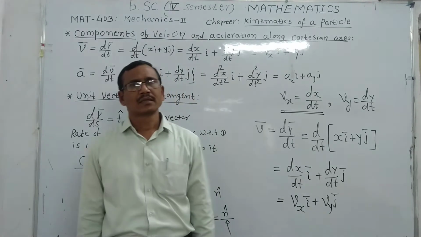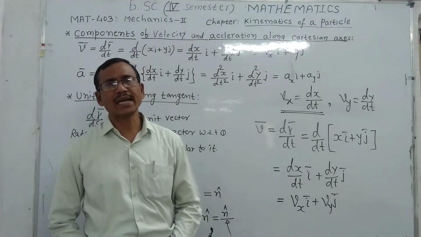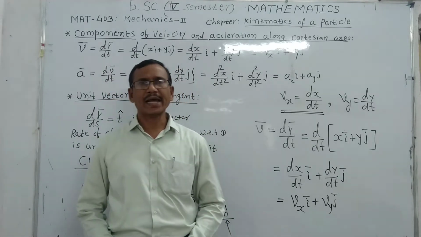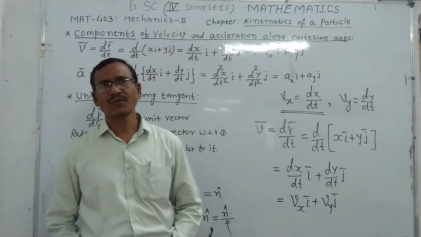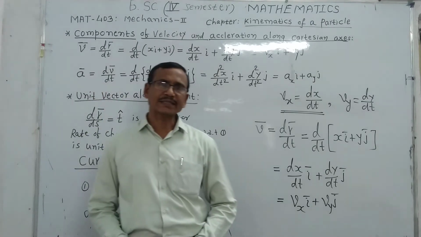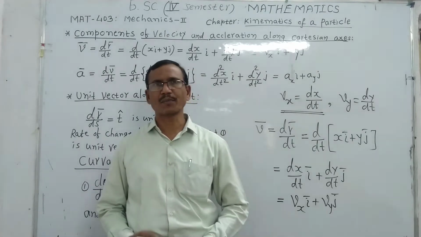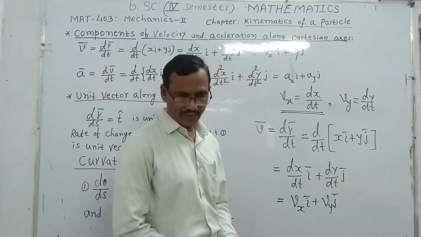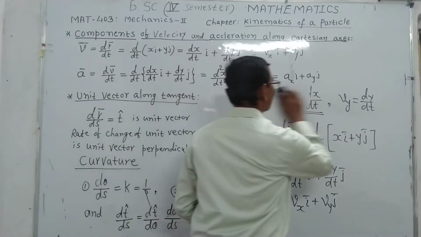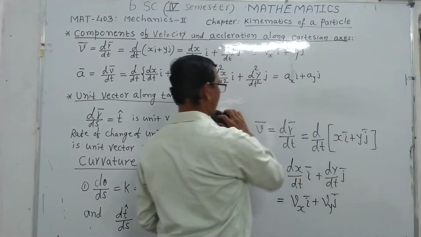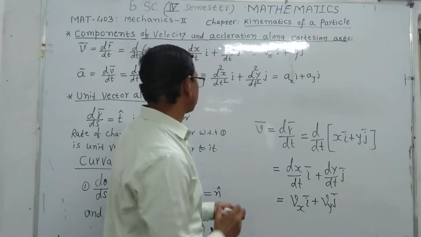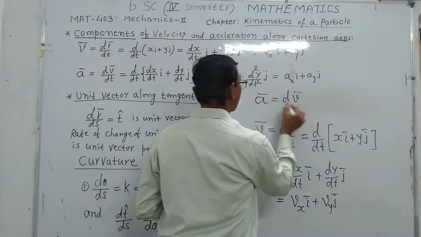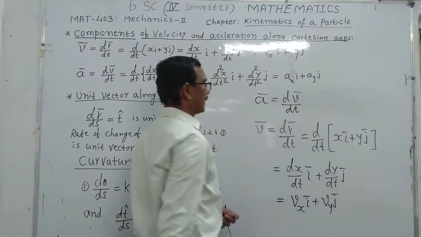Now we shall see components of acceleration along rectangular coordinate axis, that means along x axis and y axis. What is acceleration? Acceleration, which is denoted by a bar, is a time rate of change of velocity. Look here, acceleration is time rate of change of velocity. It is a bar equals dv bar by dt.